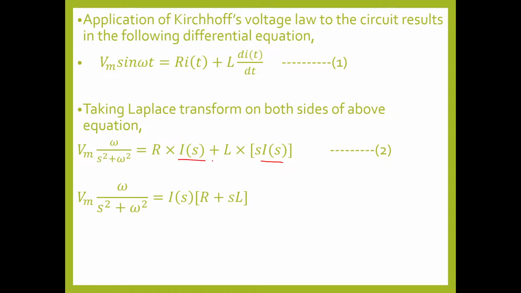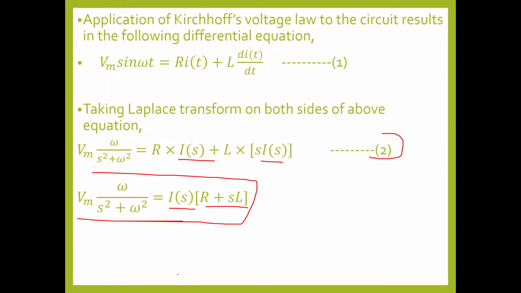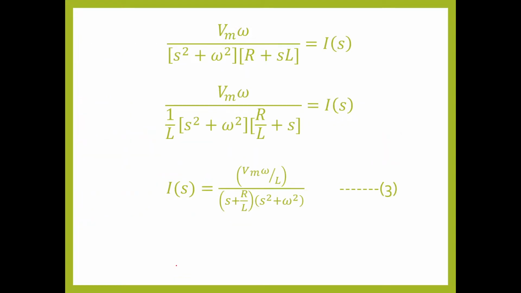In this equation 2, you can take I of s common. What is left over is R plus sL. So this is our expression for this RL circuit. Now we can further simplify to determine I of s, since our aim is to determine the current response. So I have sent the coefficient of I of s to the other side, and I have got Vm omega over this expression.